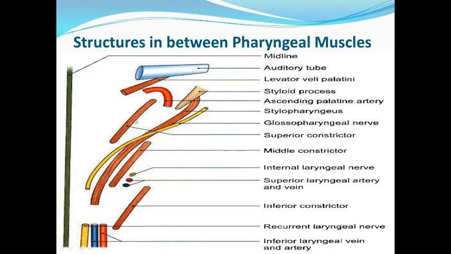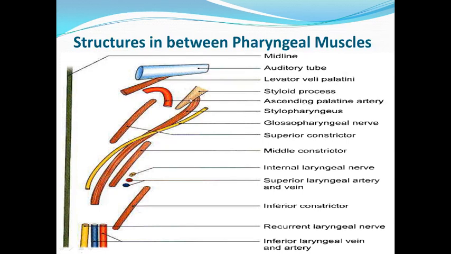Now, this is the superior constrictor and this is the middle constrictor. In between the superior constrictor and the middle constrictor, two important structures pass: one muscle and one nerve. The muscle is the stylopharyngeus, which we have already discussed.